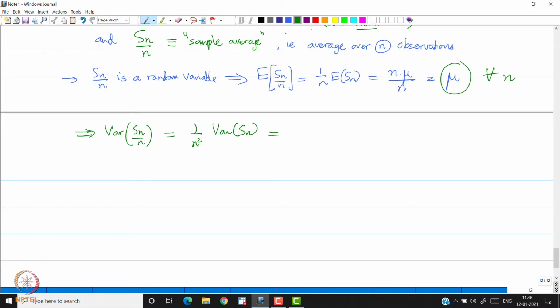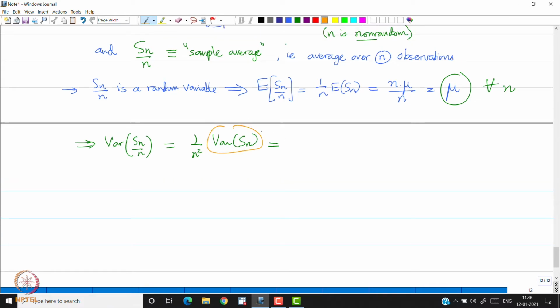So the variance of Sn is essentially going to be equal to n times sigma squared, and then of course you are going to divide by n squared, and therefore this is identical to sigma squared by n. This is key.